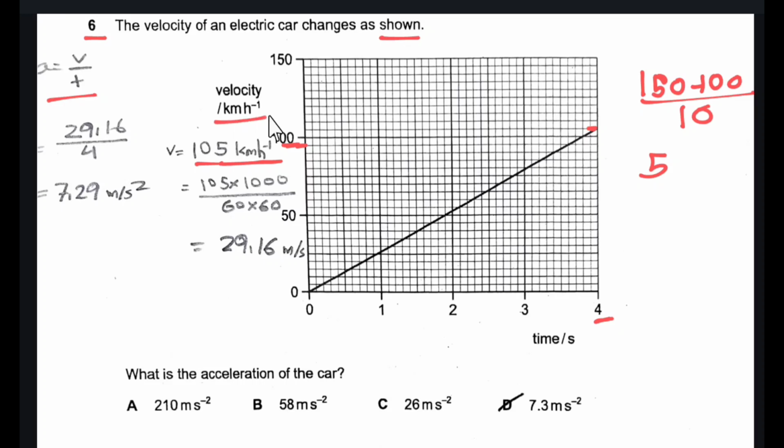But we have to be careful about the units, that is velocity is in kilometer per hour. So we need to convert it to meter per second. Then we know the velocity and the time. So acceleration is equal to velocity by time. So it comes to be 7.29, that is equal to 7.3. So the answer would be D.